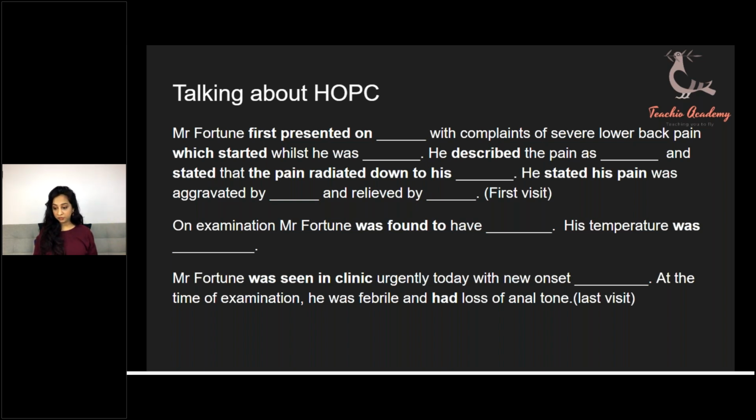So he described the pain as... and stated. So the fact that he stated something also happened in the past. So again, we're using the past tense. He stated that the pain radiated down to his... So the radiation of the pain is also historical because you're describing the history. It's again past tense. And he stated his pain was aggravated by and relieved by. Okay. So when we're talking about a past visit that the patient has come to you with, everything is going to be in the past tense.